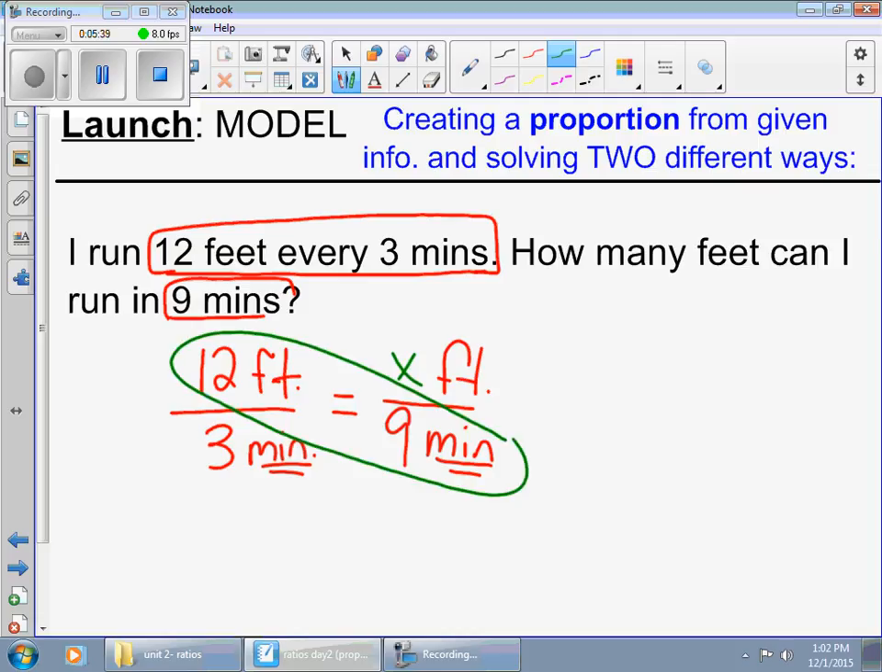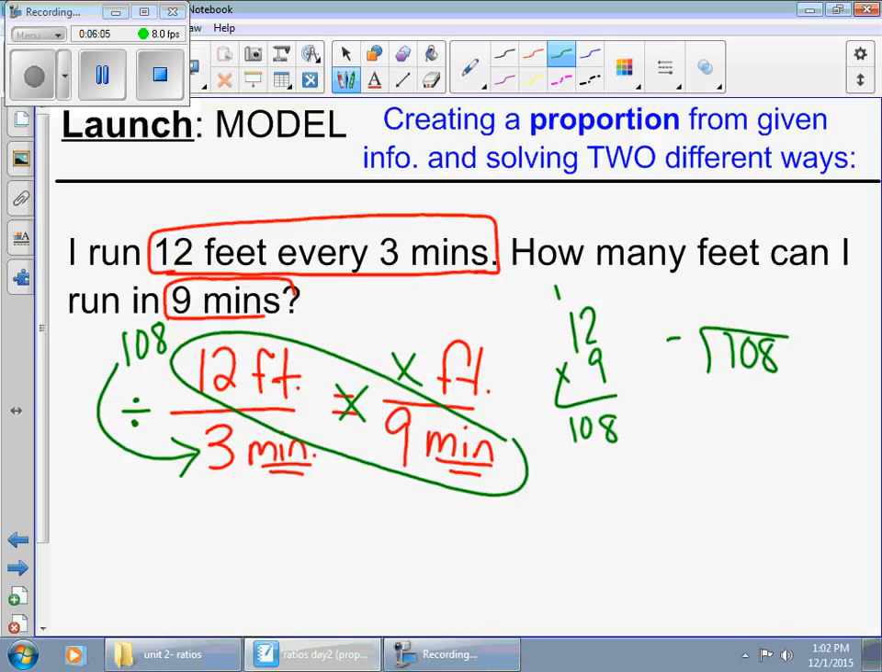So here I have 9 and 12 diagonal from each other, so I'm going to multiply 12 times 9. 9 times 2 is 18, 9 times 1 is 9, plus 1 is 10. So I get 108. And then divide. And what you divide by is the only other number that you didn't use yet in the proportion. So I cross multiplied my 2 numbers diagonal, and I got 108, and then I'm going to divide that by 3. So 108 divided by 3.